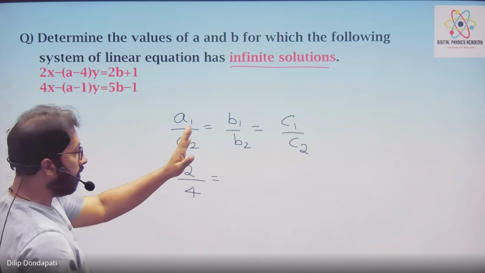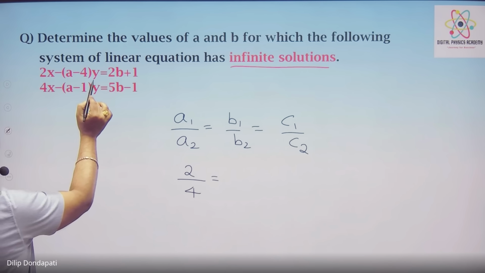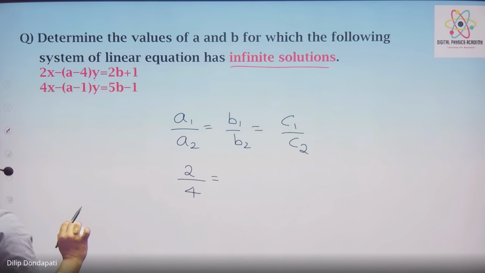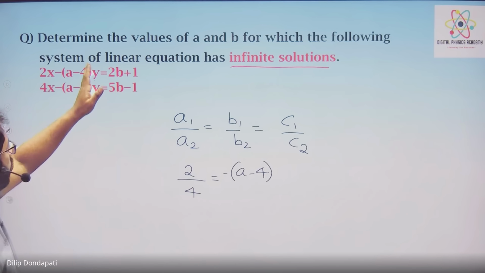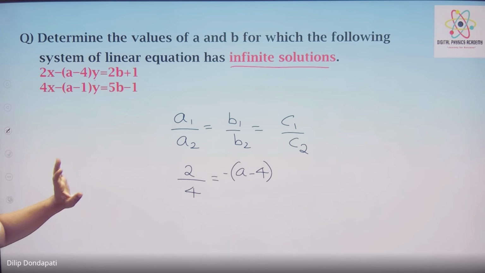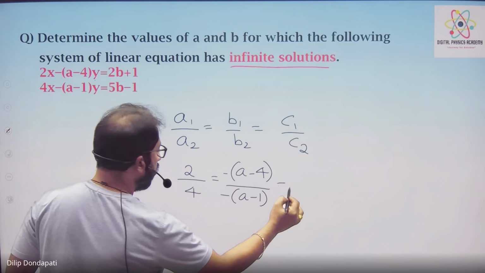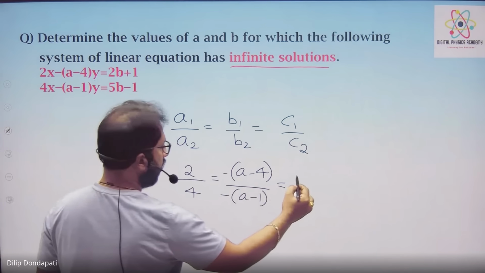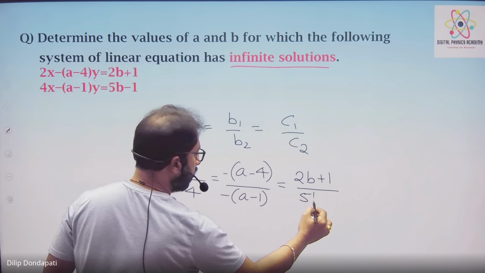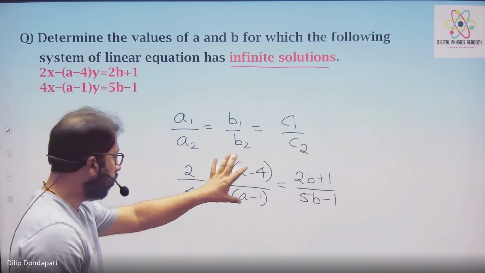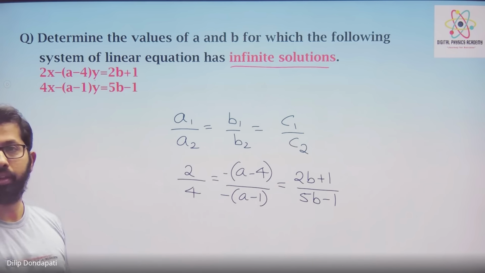We should take the sign conventions in the proper way, okay? B1 is how much? The coefficient of y: leaving y, the remaining whole is minus of A minus 4. B1 is minus of A minus 4, and then B2 is minus of A minus 1. Then C1 is 2b plus 1, minus 1 by C2, which is 5b minus 1. Now equate these two, cross multiply, and you'll get the A value. Again equate these two, you'll get the B value. Find A and B.